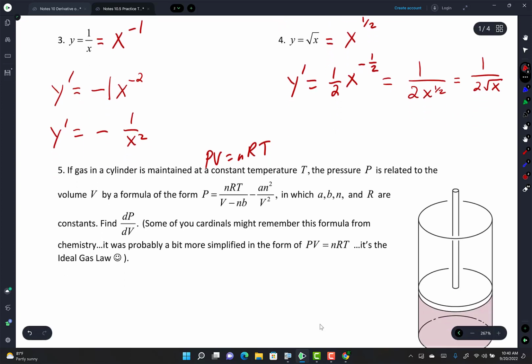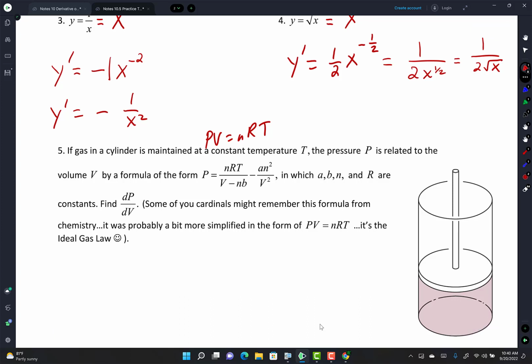All right, let's see what this says. If gas in the cylinder is maintained at a constant temperature T, the pressure P is related to the volume V by the formula of the form P equals nRT over V minus nb minus an squared over V squared, in which a, b, n, and R are constants. Find dP/dV. Maybe you're a graduate student doing something in the lab, and you need to find the rate of change of pressure with respect to volume. So isn't that cool? You get to do it here.